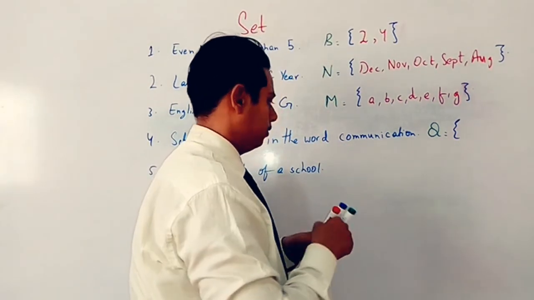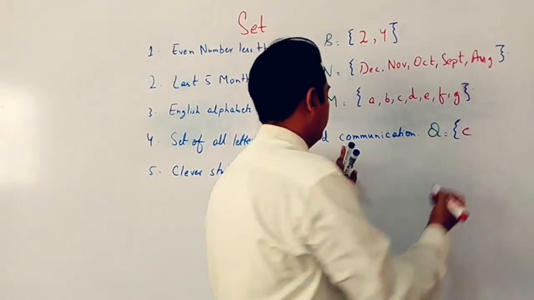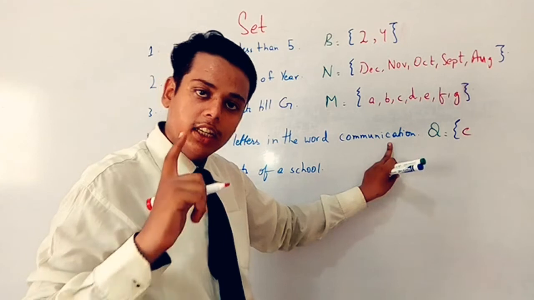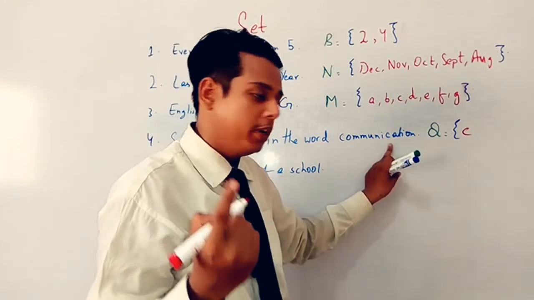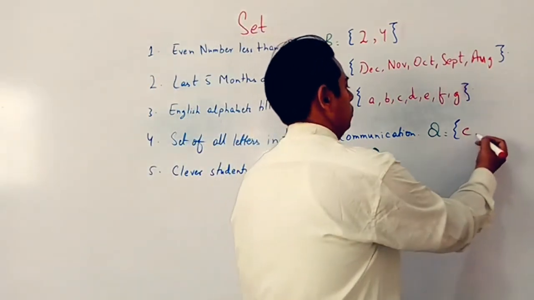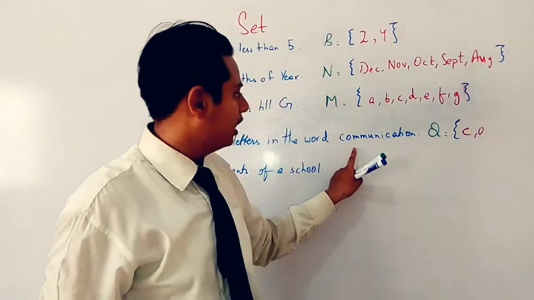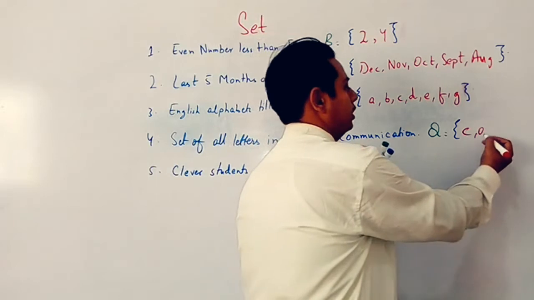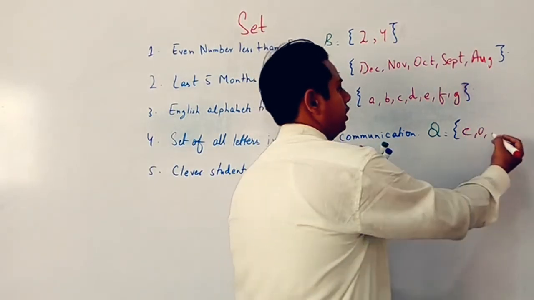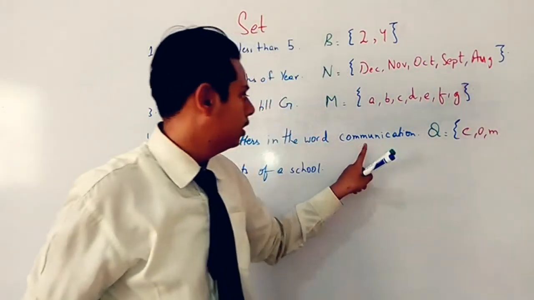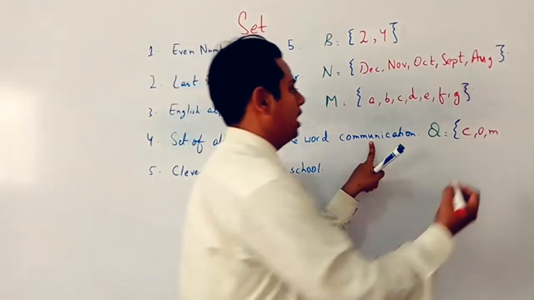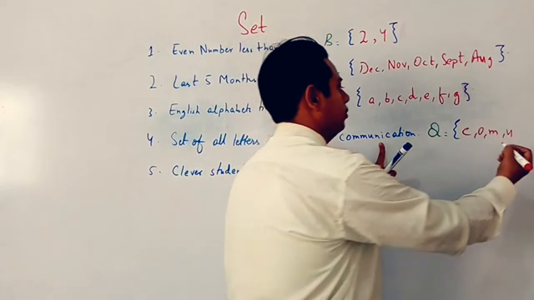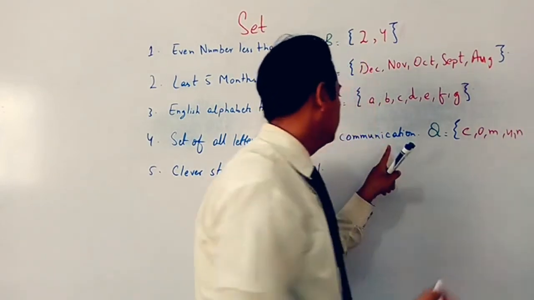In which what will come? C. How many times is it coming? 1 and 2. But I will just write the C 1 time because we cannot repeat it. Then O. How many times is O coming? 2 times, but we cannot repeat it. M, how many times is it coming? 2 times, but we will just use 1 time. U is coming 1 time. Then N is coming 2 times, but we just need to write 1 time.